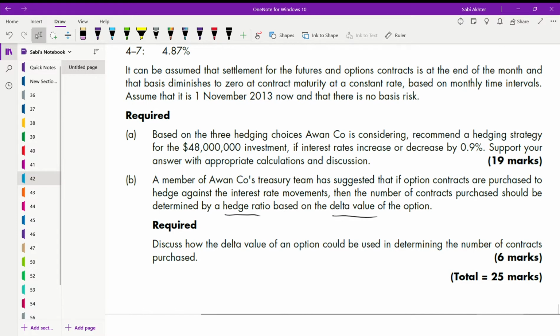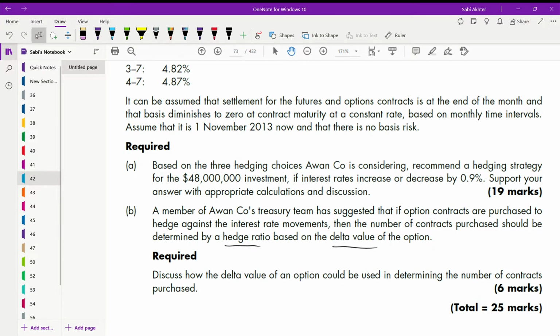Right? So know this, what is this hedge ratio, what is this delta value and all. It's not very big, it's very brief. Just briefly you have to know because it's for 6 marks.